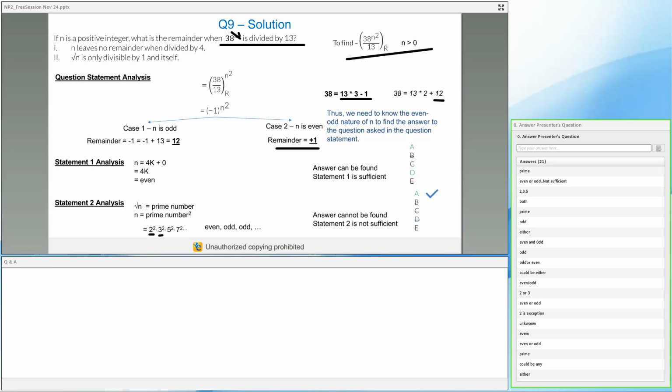Now let me tell you a few important things which will help you ensure that you don't end up marking the wrong answer. How many of you out here forgot about 2? Let me bring the yes and no poll. How many of you, while analyzing statement 2, did not consider 2 as a prime number? Kindly mark yes. How many of you did that? You did not consider 2.